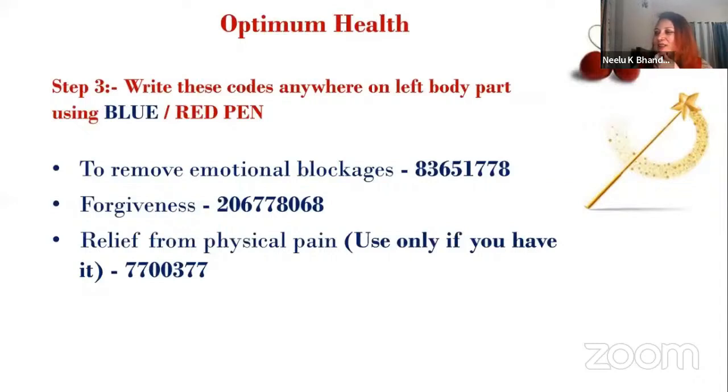Kanchan asked, how many days do we have to write for the other person? See, I have already shared the method. You create a circle and you write the number code. That's just a one-time process. Daily, you just look at it for 2 to 3 minutes and visualize. The first number code is to clear the emotional blockages. The second is for forgiveness. The third is to get relief from physical pain, as you send this energy to that person. You just have to visualize it. You don't have to create a circle on a daily basis.